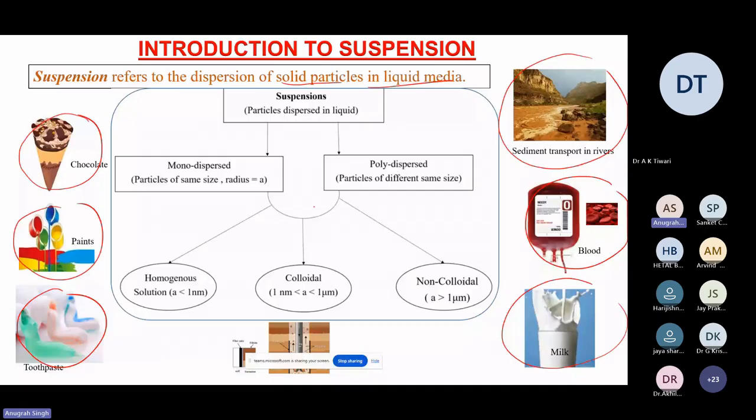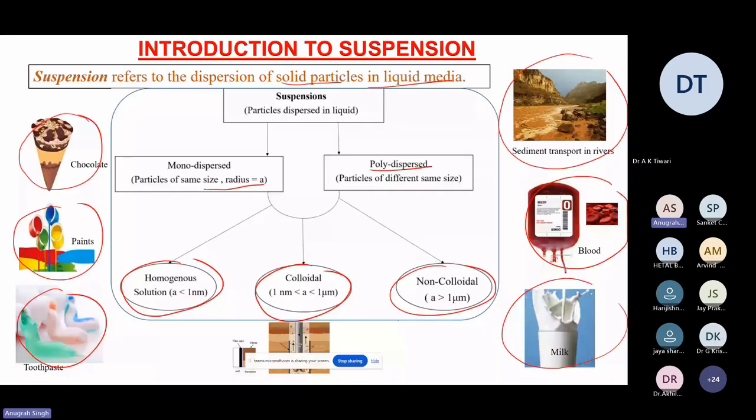So if the particles are the same size, we have monodisperse. We can also have polydisperse. And broadly, depending on size, you can have homogeneous, where the particle size is typically less than 1 nanometer. You can have colloidal, between 1 nanometer and 1 micrometer, and non-colloidal, greater than 1 micrometer.